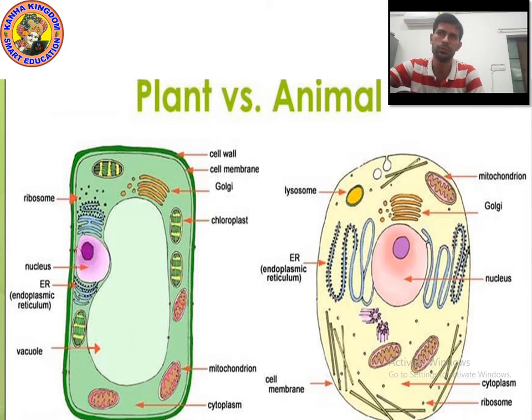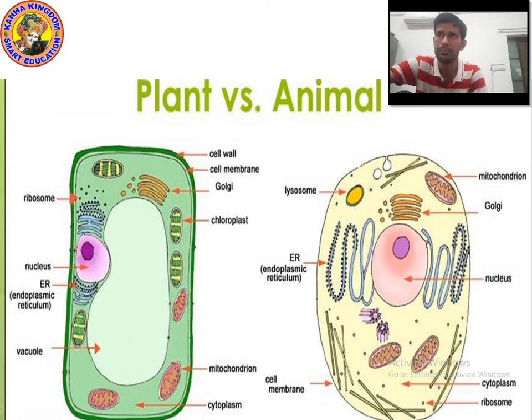Okay, so as you can see, the picture of plant cell and animal cell. Plant cell is rectangular and animal cell is circular. First of all, let's talk about plant cell. You can see the picture of plant cell, the outer green part.